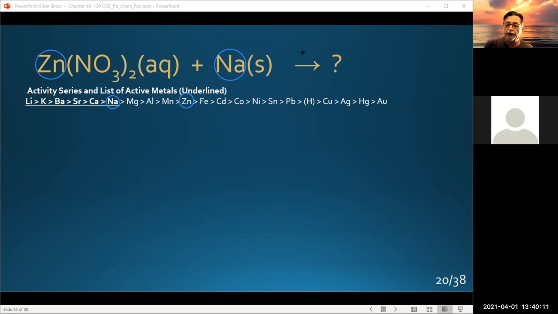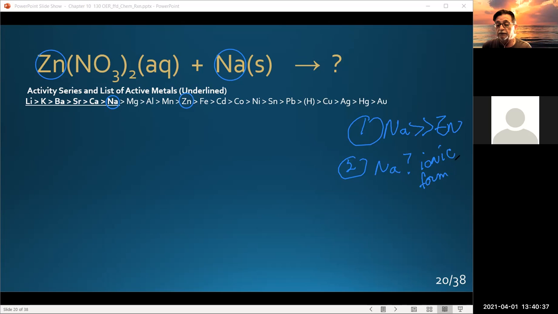So we write that down. Let me do this. And so step number one, we determine that sodium is a lot more reactive than zinc. Okay. Question. Second question you ask yourself, sodium, is it in ionic form?